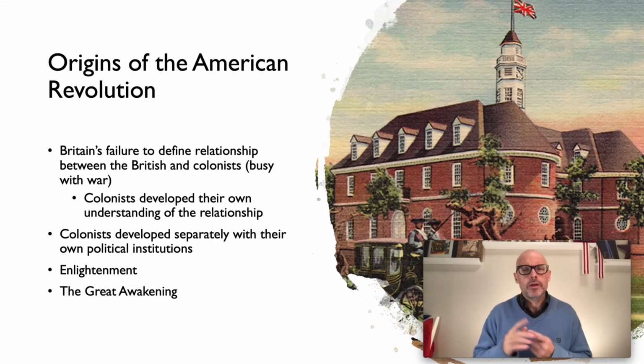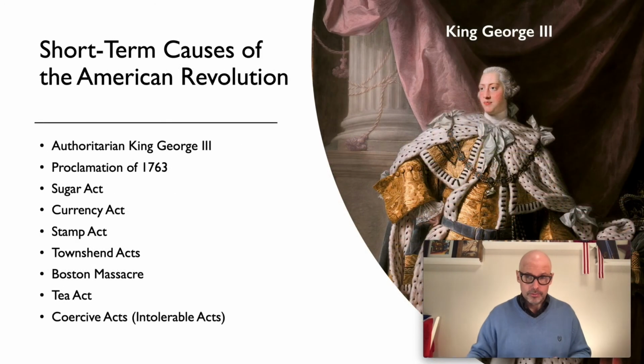We have this undefined relationship between British America and the British Empire. This misunderstanding of what that relationship is, right? And then also these movements that are challenging old ideas. And one of those ideas that might be challenged are some of the ideas that are coming from Britain, right? And their authoritarian government that's going to be formed under George III. And there's George III right there.